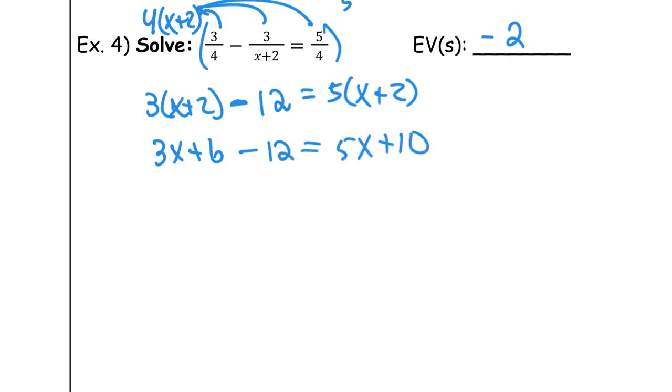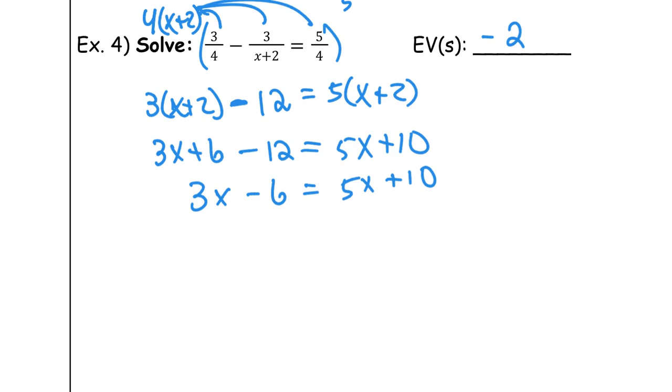Very good. Okay, can we simplify that left side a little more? Yeah. No, just put the constants together. 6 minus 12. Yeah. Okay, so now what do I want to do? I want to get my x's on one side and my constants on the other side.